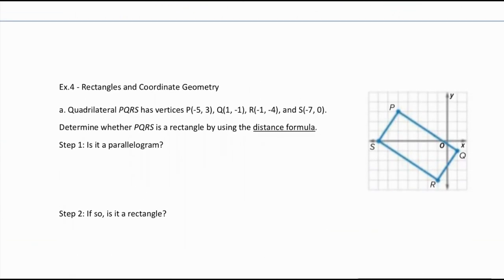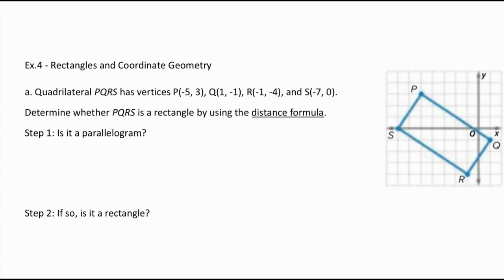Alrighty. So we're going to do some more with the distance formula today because y'all seem to struggle with that a little bit on your homework. Okay. So quadrilateral PQRS has vertices P, Q, R, and S. It's graphed here. We want to determine whether this is a rectangle by using the distance formula. So let's start. What is the distance formula?